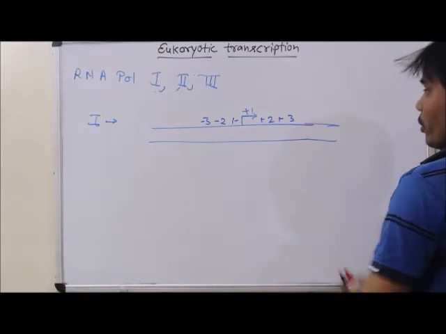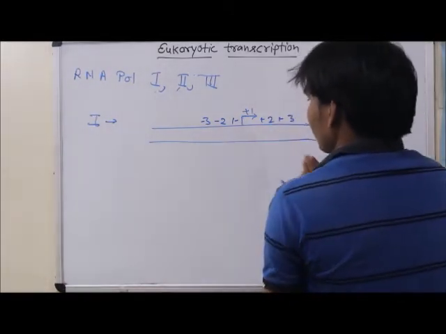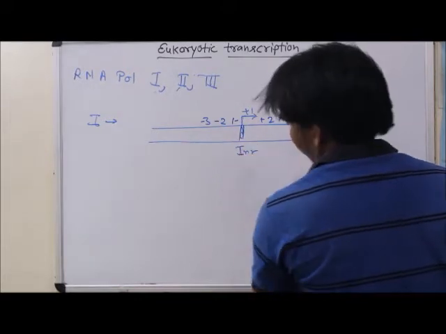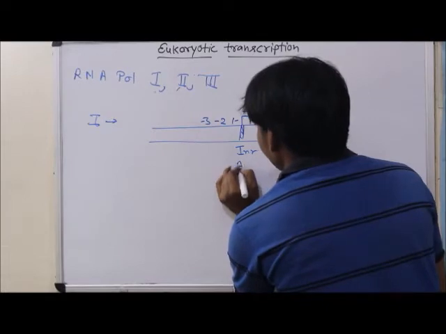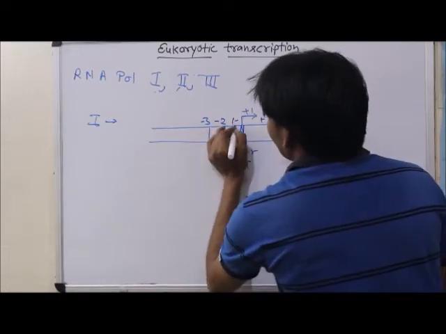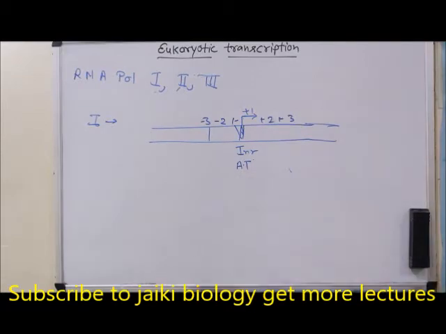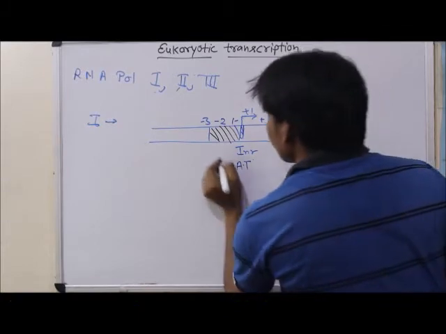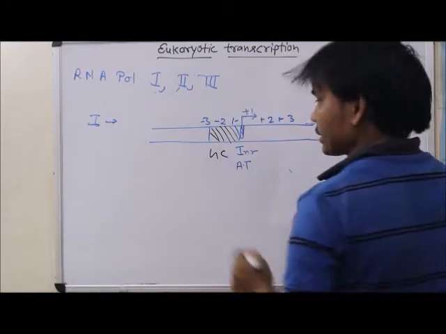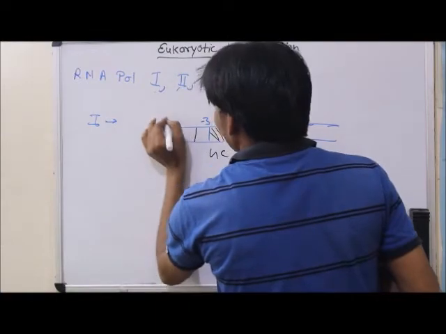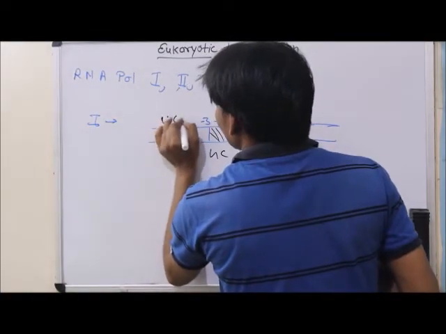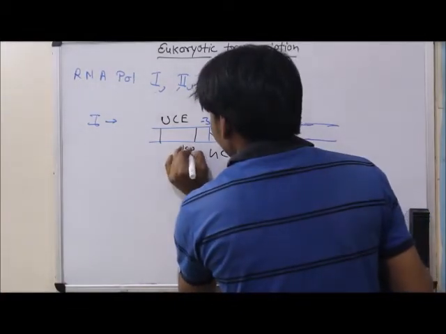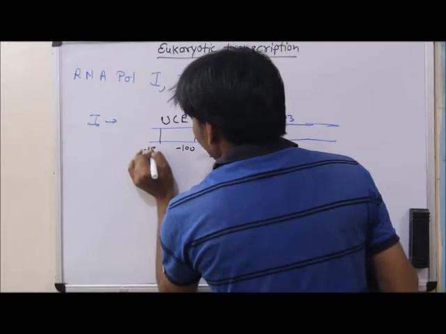Here, in the type I promoter, the initiator sequence is found, which is AT rich. There is also the core promoter, which is GC rich. Another element is called the upstream control element, found from minus 100 base pairs to minus 180 base pairs from the start site.